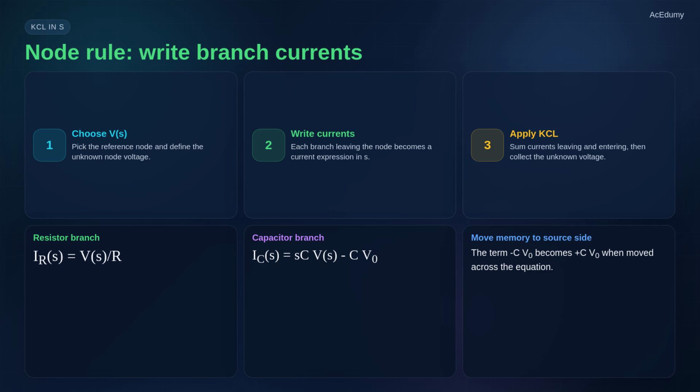A capacitor to ground with initial voltage V0 at the top plate gives IC of S equals SCV of S minus CV0. That minus term is the memory term. If we move it to the source side, it becomes plus CV0.